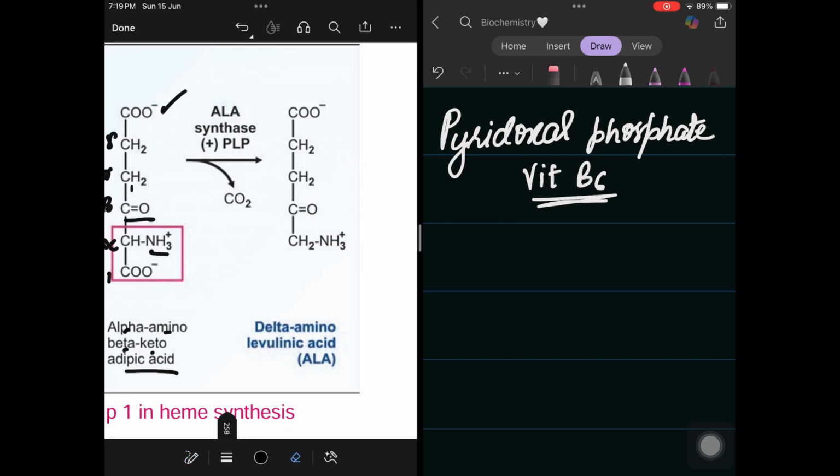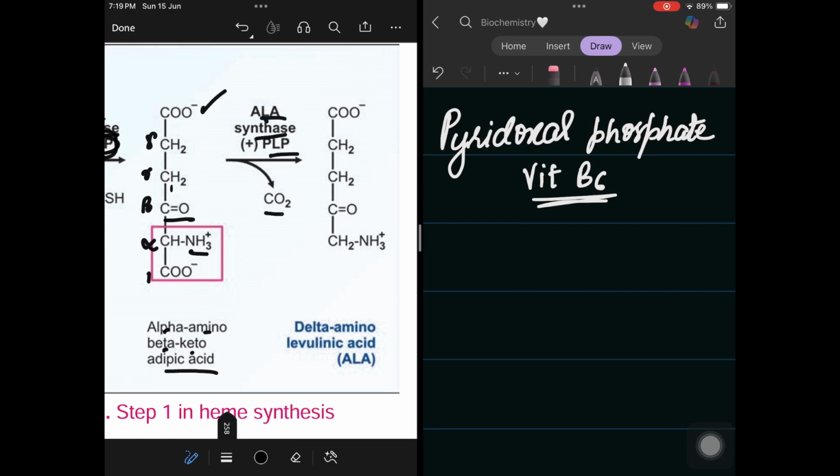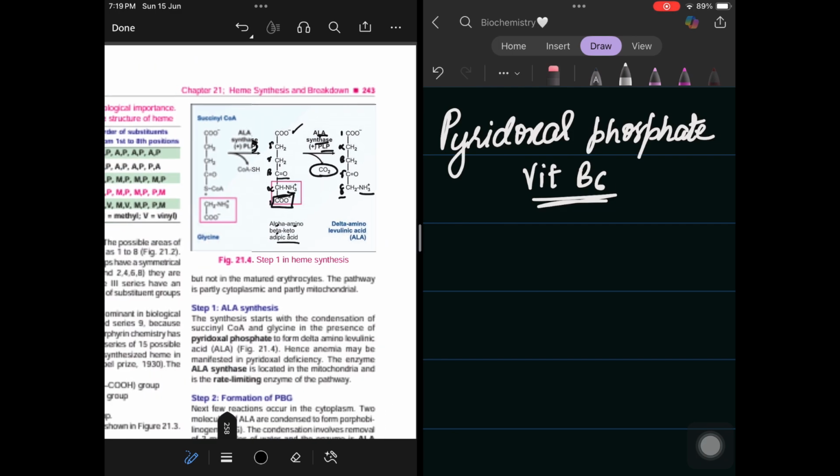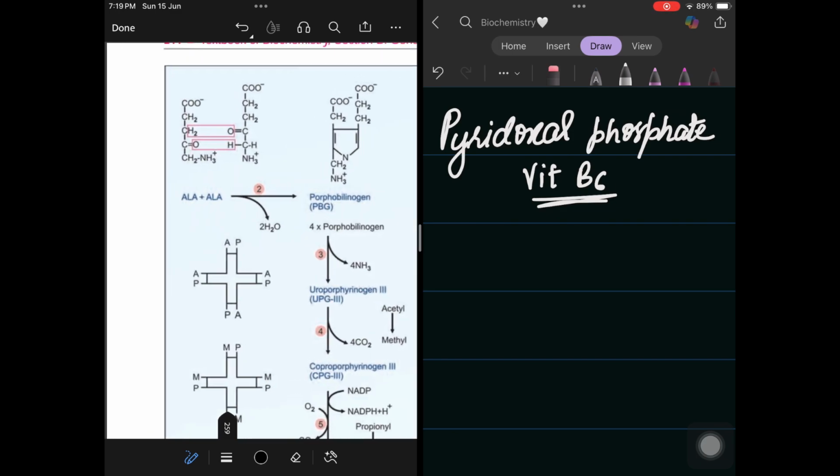Next, same enzyme ALA synthase, same coenzyme PLP. This time remove a CO2. Where is the CO2 removed? Where are we removing it from? We're removing the main CO2. So what do we have here? Now if we start numbering, this will be our hero carbon, alpha, beta, gamma, delta. So what we have here is called delta amino levulinic acid, or in other words, amino levulinic acid, or ALA. So we're done with the first two steps.